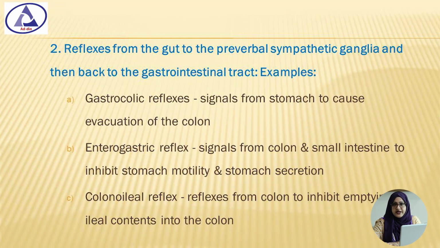Number two is reflexes from the gut to the prevertebral sympathetic ganglia and then back to the gastrointestinal tract. Examples: the gastrocolic reflex, that is signals originating from the stomach which cause evacuation of the colon. The enterogastric reflex, that is signals originating from the colon and small intestine which send impulses to inhibit stomach motility and stomach secretion. The colono-ileal reflex, reflexes from the colon that inhibit emptying of the ileal content into the colon.